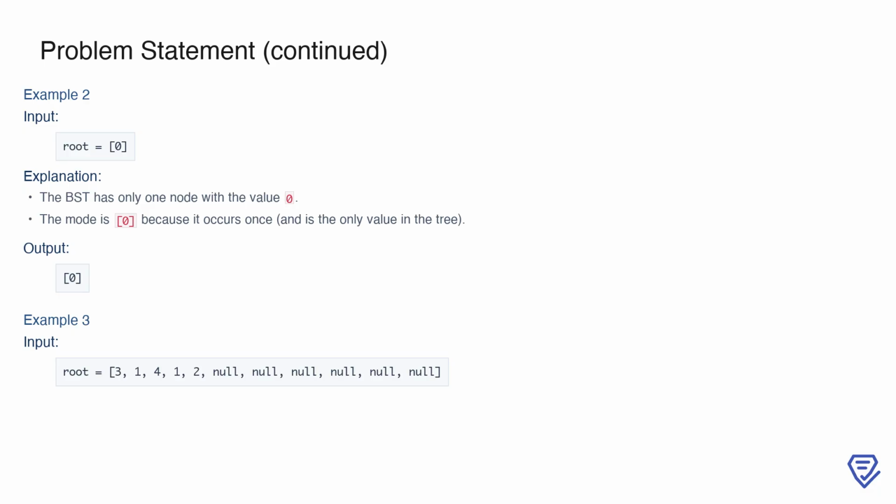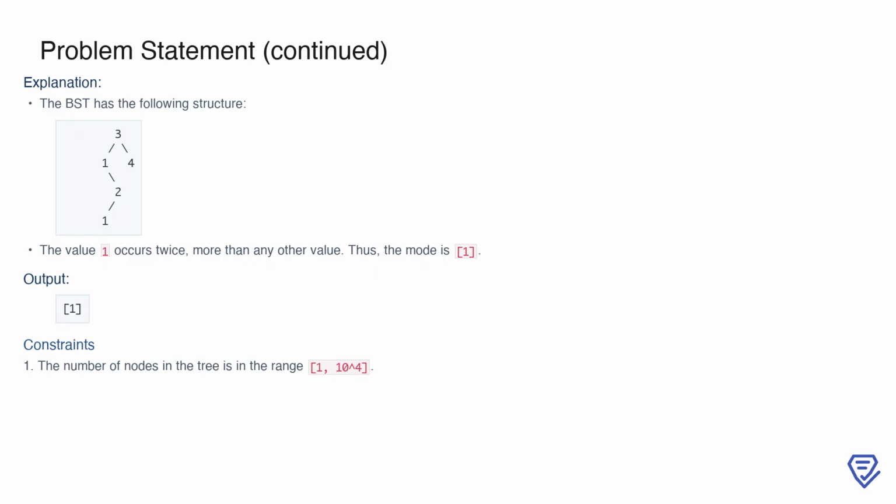In the second example, the input BST is 0, which means the tree consists of only a single node with the value 0. Since there is only one value in the tree, it is the most frequent value by default. Thus, the mode is 0, and that is our output.